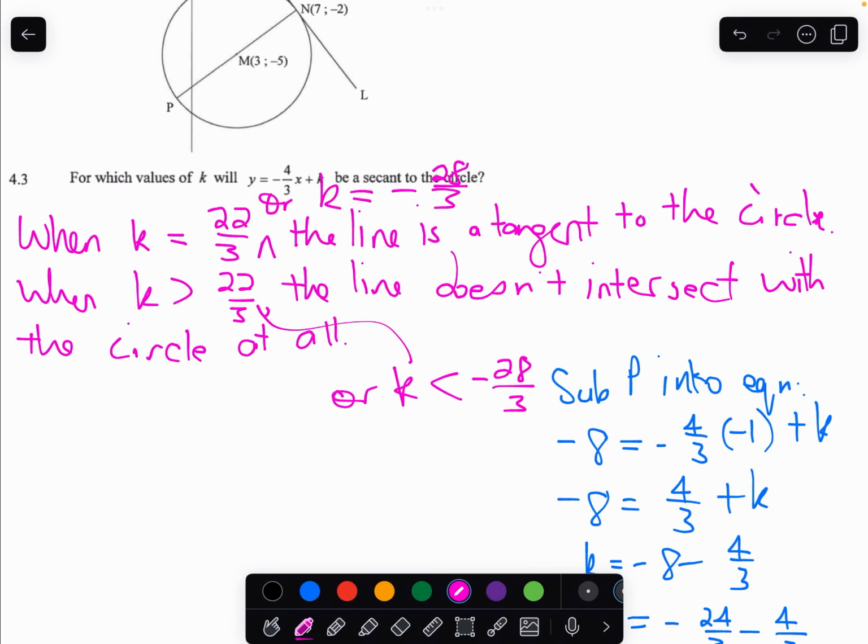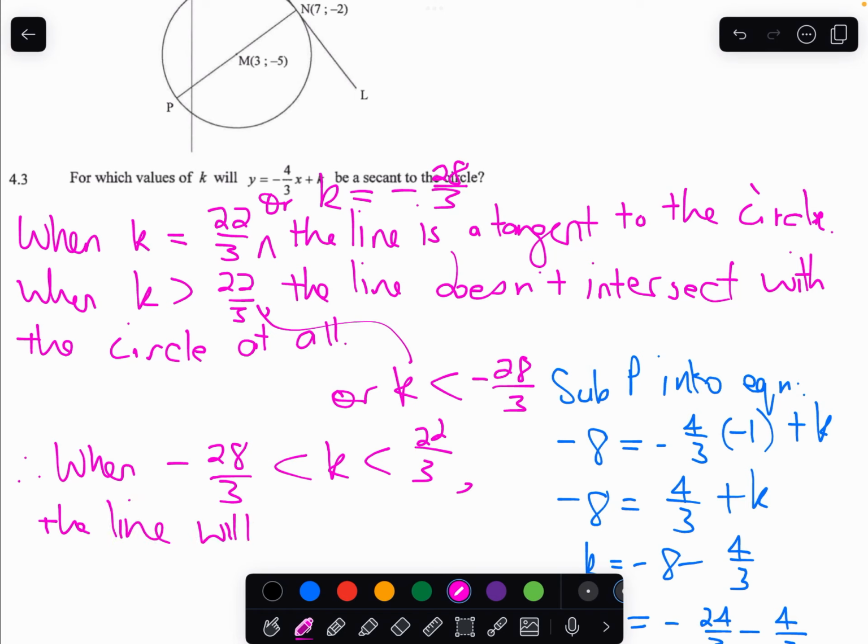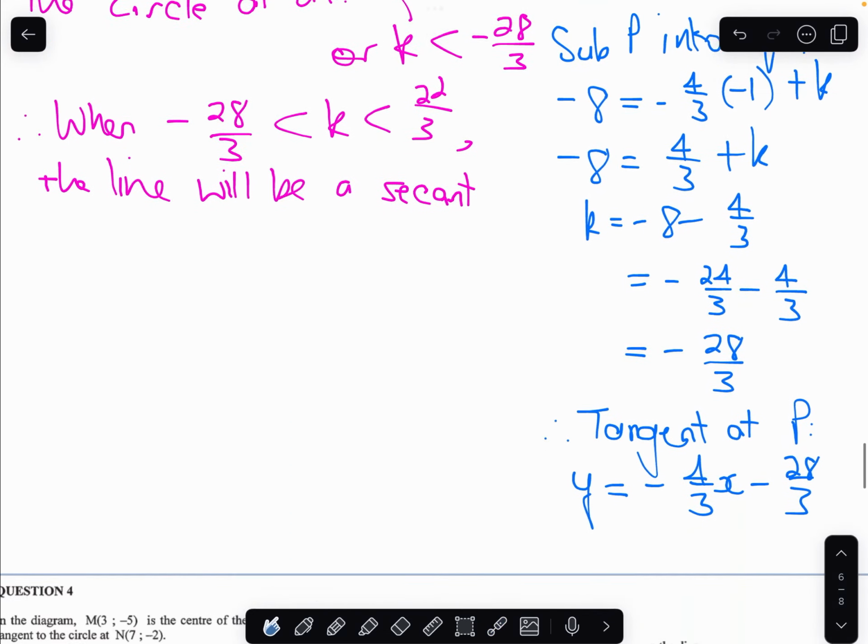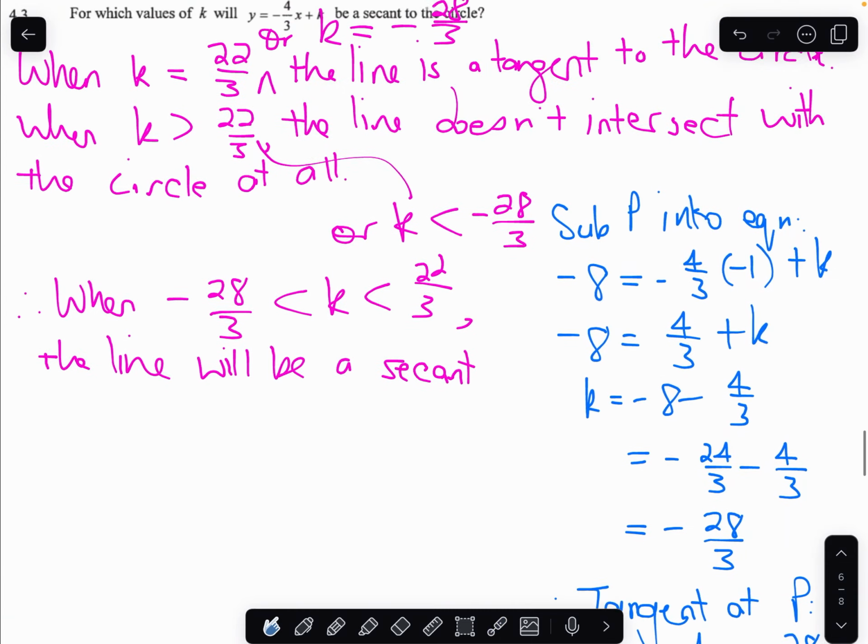And so therefore, when k is between negative 28 over 3 and 22 over 3, the line will be a secant. And we are not including the boundaries, because when k is equal to either of these, then the line is a tangent. It's not a secant. It only intersects with the circle once. And that's what I believe.